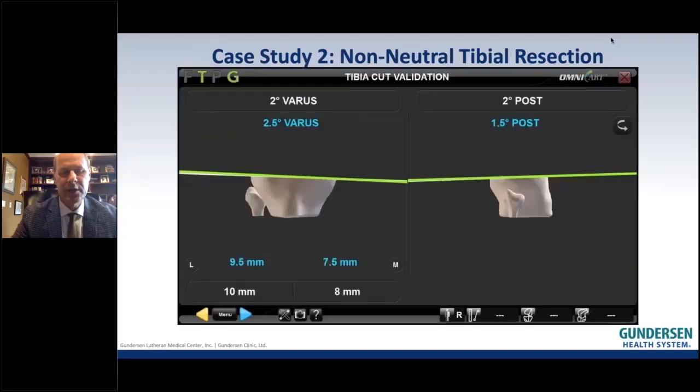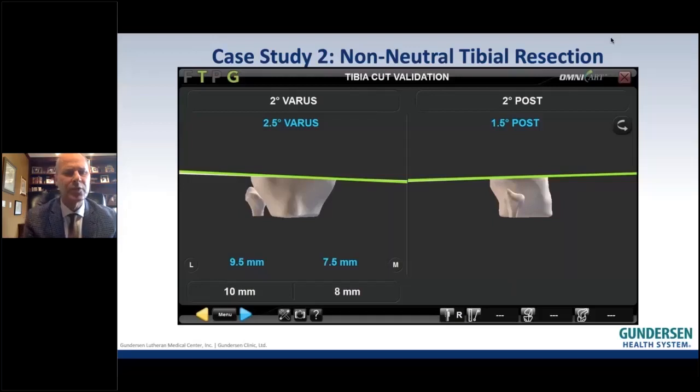So here's our cuts, and in this situation, I cut his tibia in 2 degrees varus, and there's a couple of reasons for that. It increases your working distance, so if you are going to address the soft tissues, it gives you some more room because of the tibia first technique. But also it gives you more room to put the balance spot in.